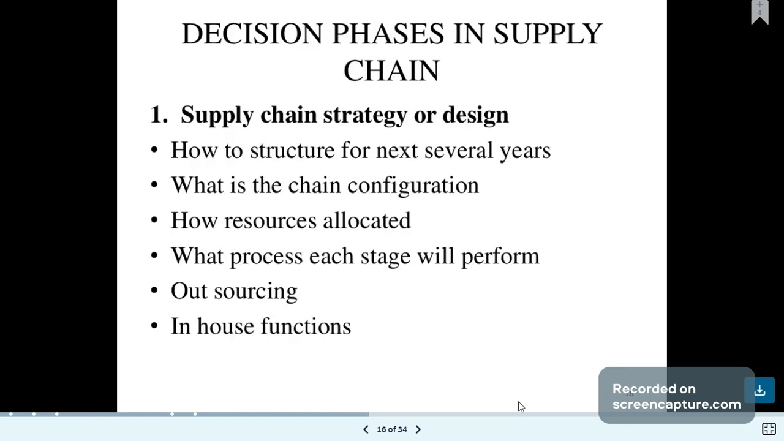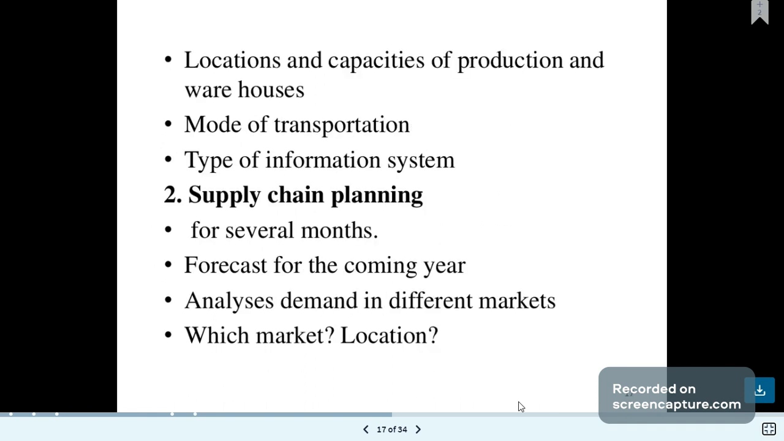Decisions faced in the supply chain. First is supply chain strategy and design. How to structure the chain for the next several years. What is the chain configuration? How are resources allocated, and what process will each stage perform? Outsourcing or in-house functions, location and capacity of production and warehouses, mode of transportation, and type of information system. Supply chain planning included a few types as follows.